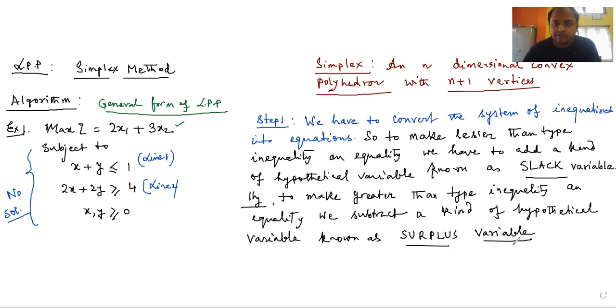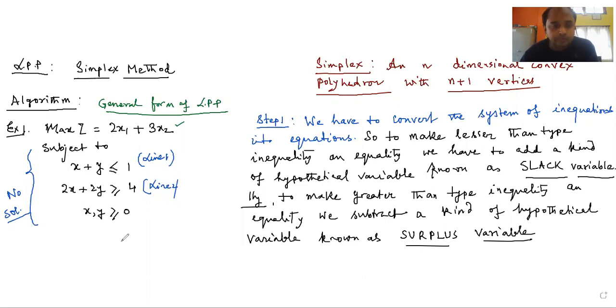Okay, so this is the first thing you are going to do with the system of equation. I think you are writing this particular step in your copy, so I'm giving you some time. Meanwhile, whatever I have written in step number 1, I'm going to implement in the system. Since the first inequality is lesser than type and the second inequality is greater than type, in the first inequality I'm going to add slack variable. On the second inequality I'm going to subtract the surplus variable.